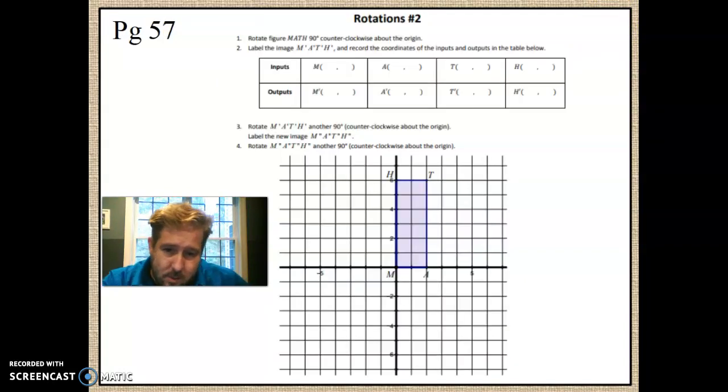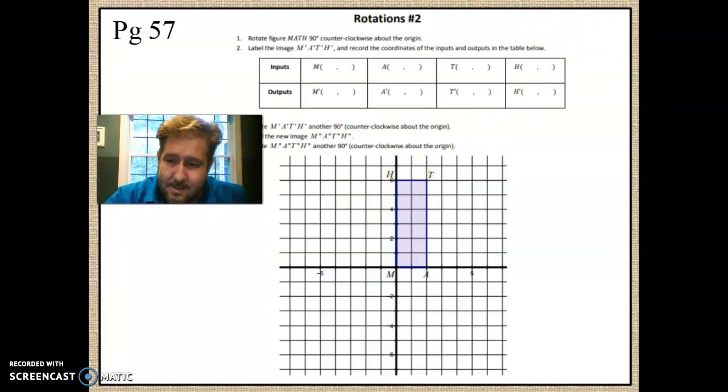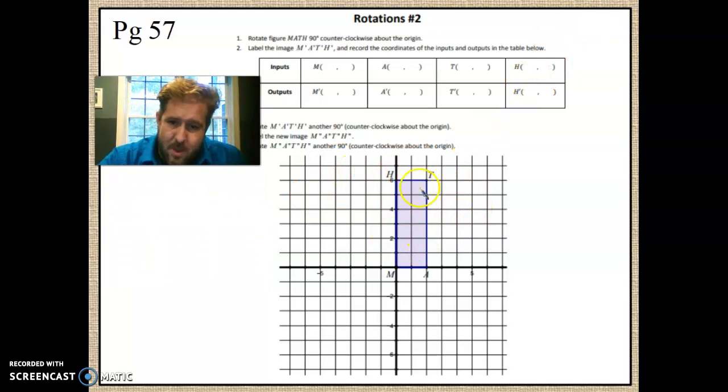Now, we will get into rules in the next video, so I'm going to leave that to the next video to go over. For this part, it says 90 degrees counterclockwise, so that means I'm going this direction. So H, which is at 0, 6, will end up at negative 6, 0. And A, which is at 2, 0, will end up at 0, 2. And this is being rotated around itself, so basically it doesn't move at all.